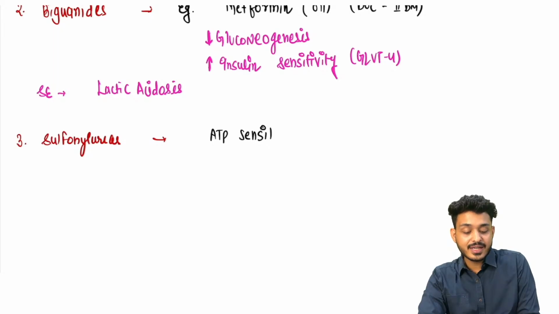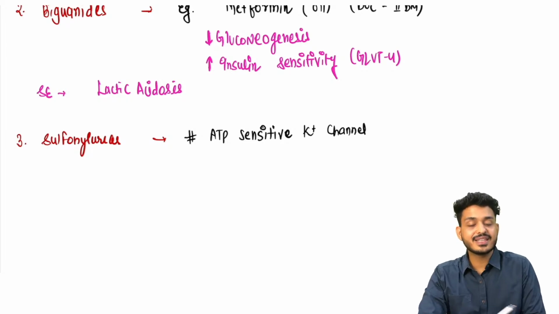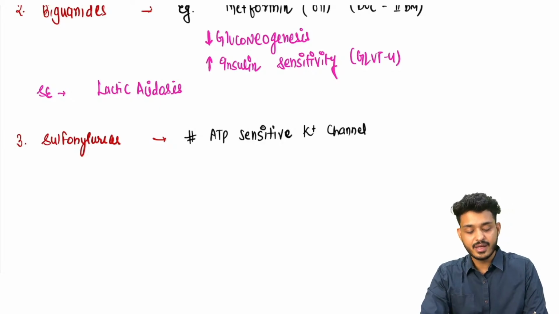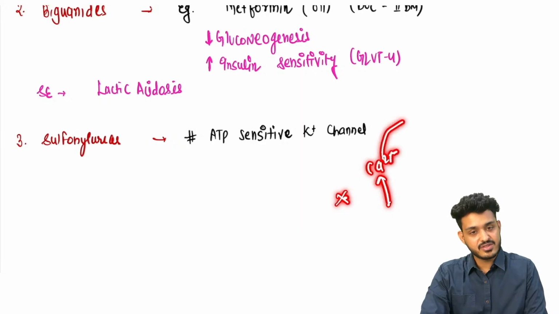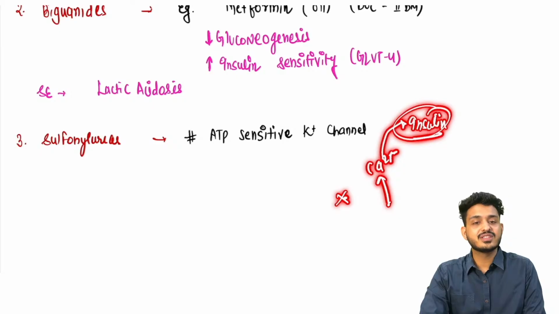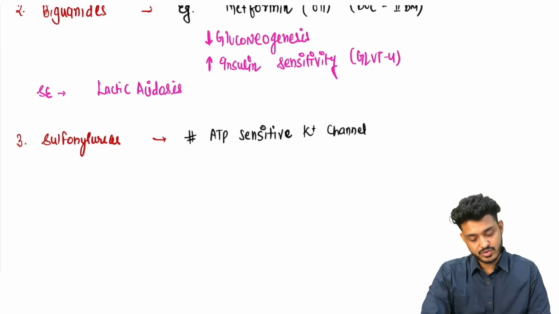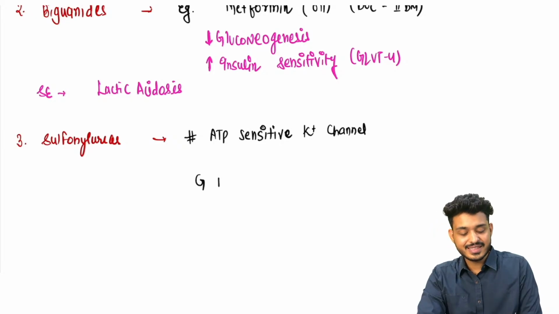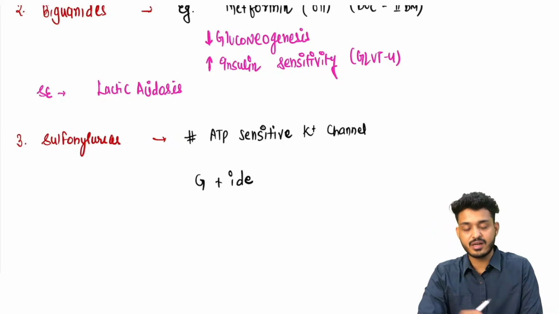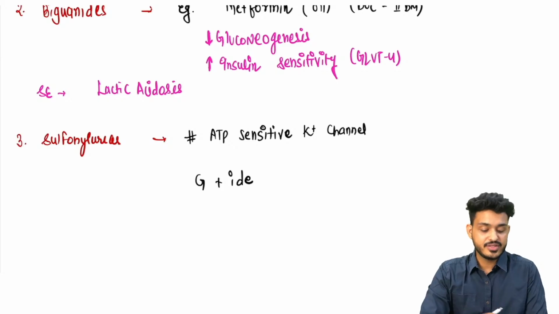Where will these work? These are going to inhibit the ATP sensitive potassium channel. If they inhibit the ATP sensitive potassium channel, what will happen? Potassium will not go out, calcium will come inside, and when calcium comes inside, it will release the insulin into the blood, and now this insulin will work fine. This is the function of sulfonylureas. How I told you to remember, these are going to be G plus I drugs.